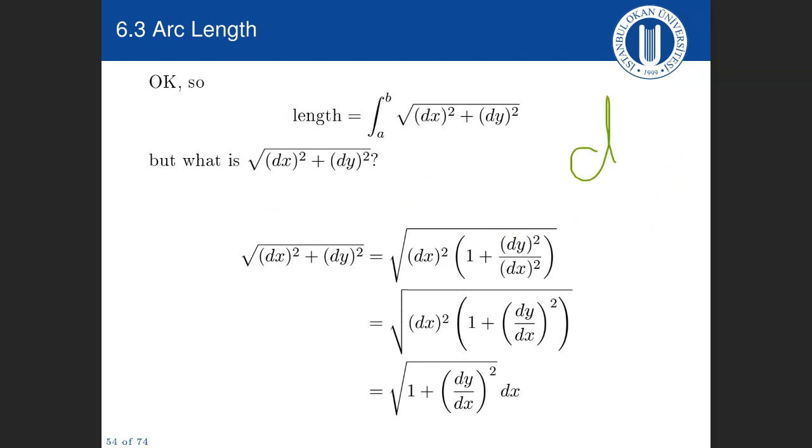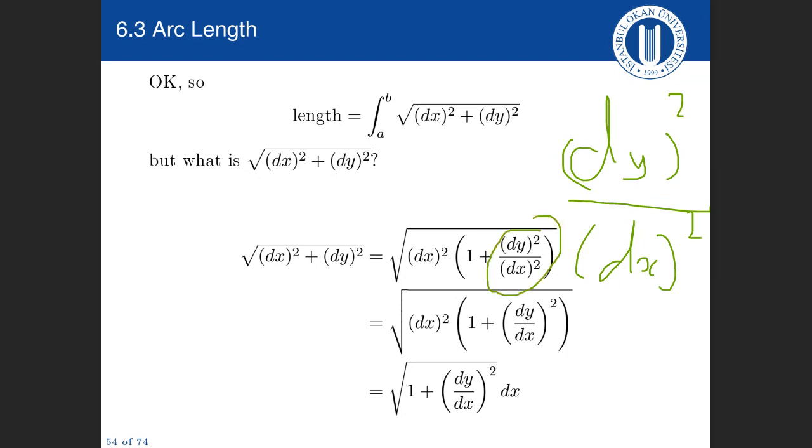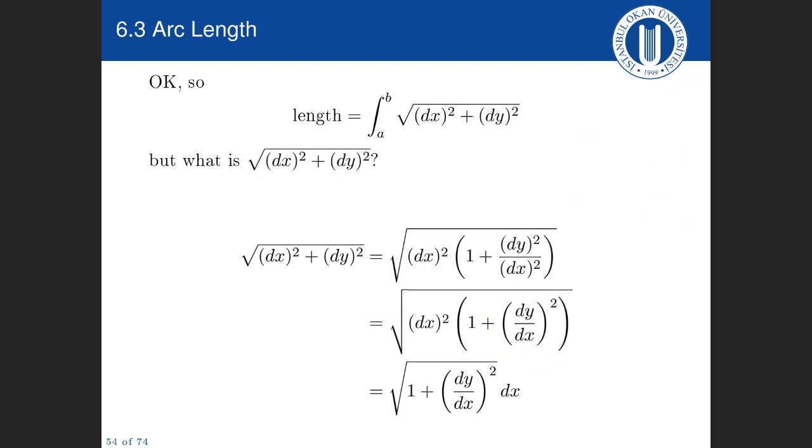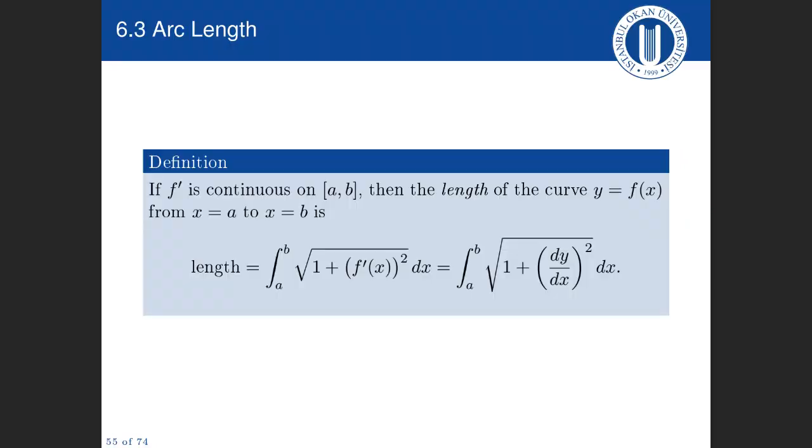Now I have a dy squared on the top, dx squared on the bottom. Take the factor of dx squared outside the bracket. Dy squared over dx squared is the same as dy over dx all squared. And then that gives us our definition.